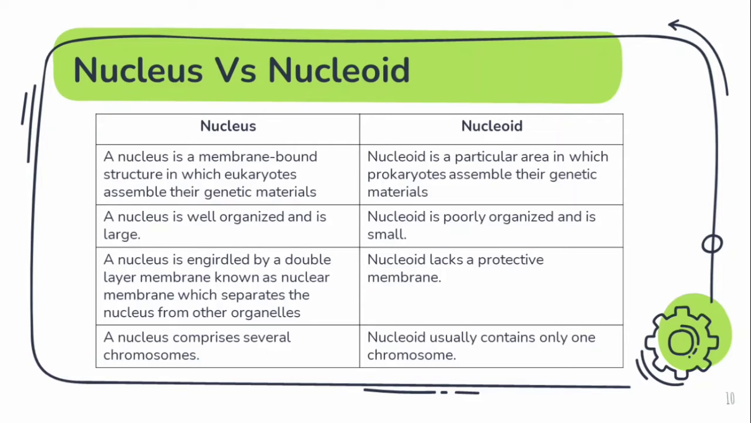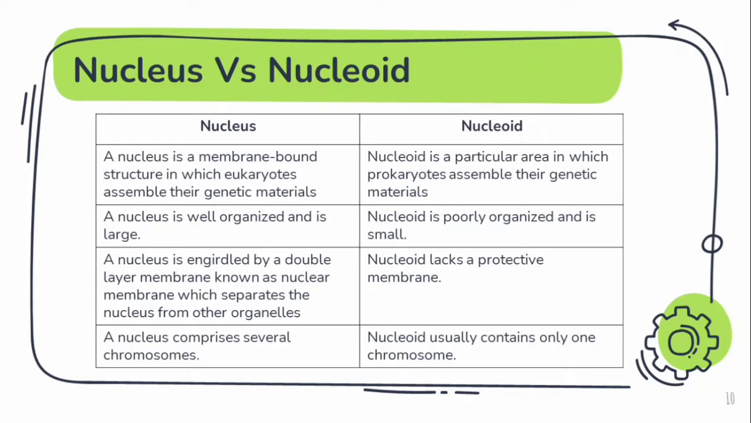Let's compare the nucleus of the eukaryotic cell and the nucleoid of the prokaryotic cell. A nucleus is a membrane-bound structure in which eukaryotes assemble their genetic materials. A nucleoid is a particular area in which prokaryotes assemble their genetic materials. A nucleus is well organized and is large. A nucleoid is poorly organized and is small.